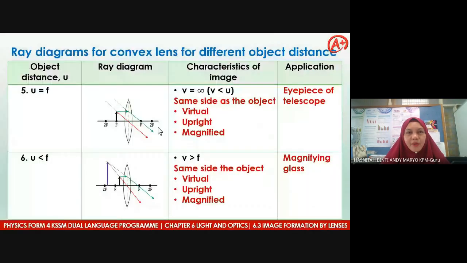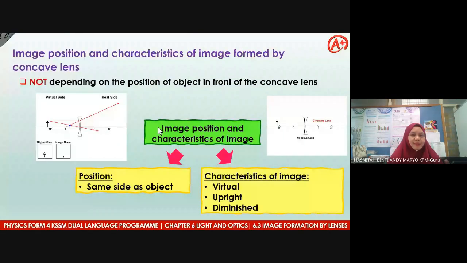Okay, students, so that goes for convex lens. Now let's take a look at concave lens. For concave lens, it's very easy because the image position and characteristic of the image formed do not depend on the position of the object. Why? If you look at this GIF, when we change the position of the object, you can see the image will always form somewhere at this position, less than the focal length in front of the concave lens.